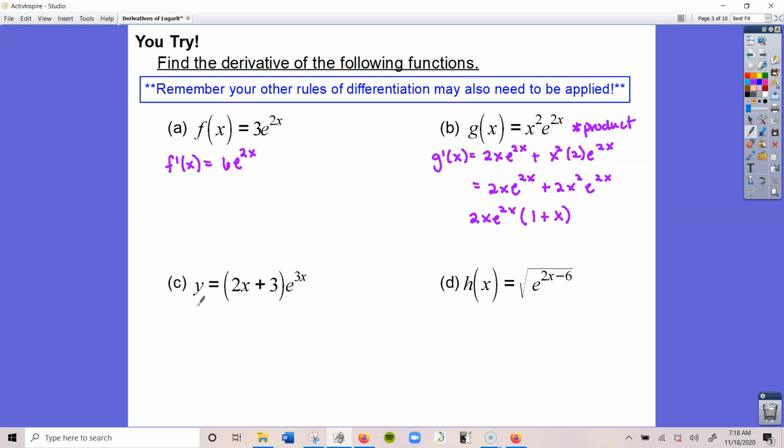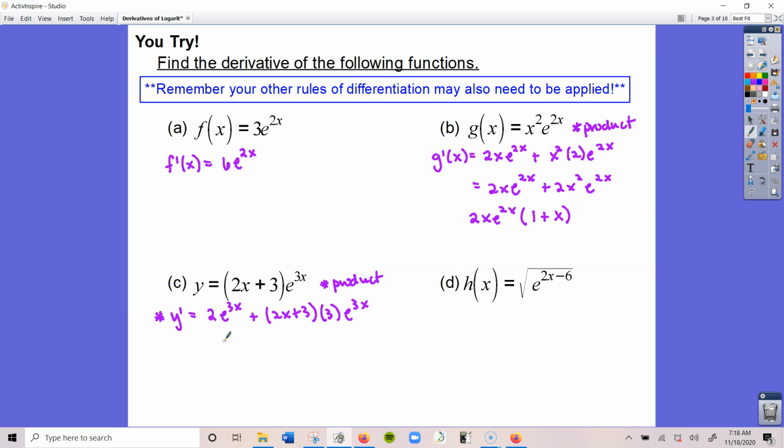For c, we have y is equal to 2x plus 3 times e to the 3x. This is another product. So once again, we have to use the product rule. So y prime would equal the derivative of the first, which is just 2, then e to the 3x, plus 2x plus 3 times the derivative of the exponent, which is 3, times e to the 3x.